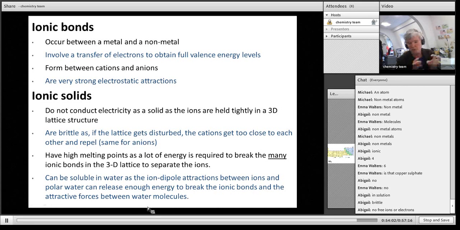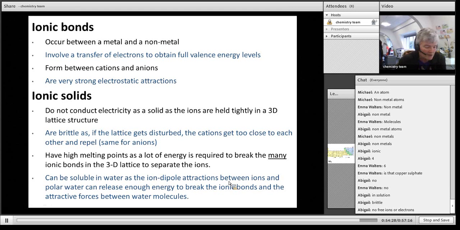Because remember, the water molecules are also attracted to each other. So we want to break those solvent-solvent bonds, and we want to break the solute-solute bonds. And when we've now got our ions in solution, we've got our cations surrounded by water molecules and our anions surrounded by water molecules, and they're now free to move. So it will conduct as a solution. All those things you need to explain.